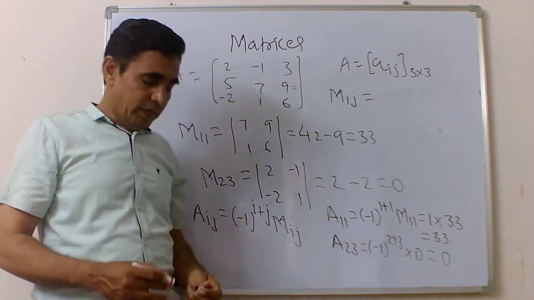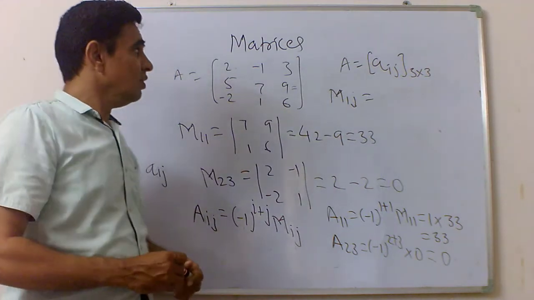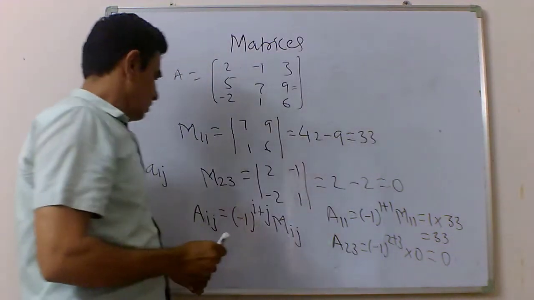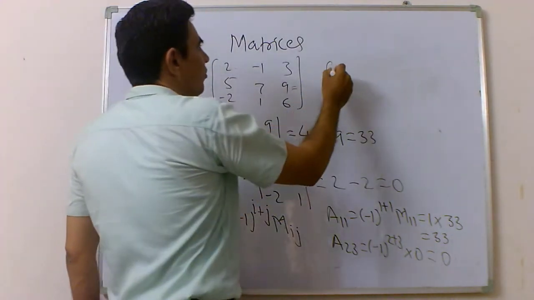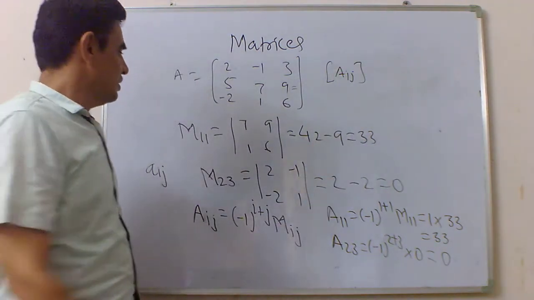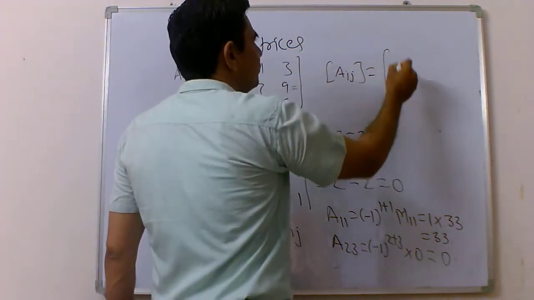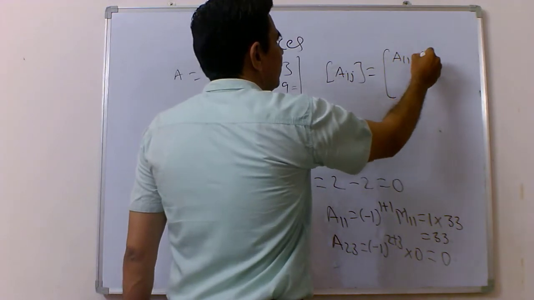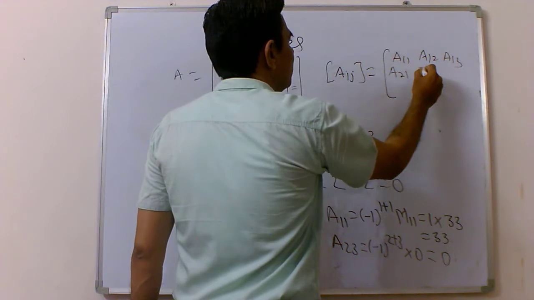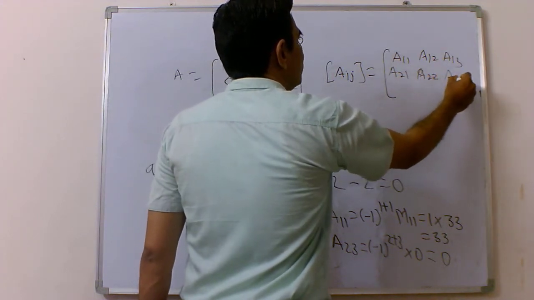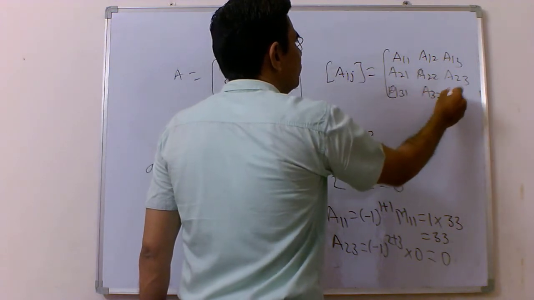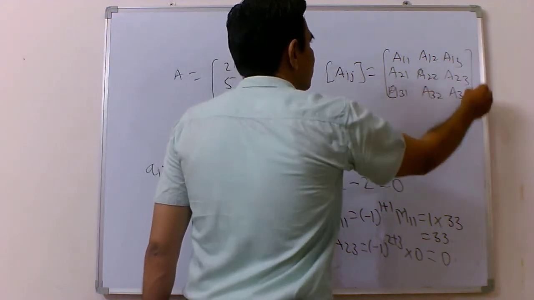Now, after finding the cofactor, we find the adjoint of the matrix. So first of all, we write here the matrix of cofactors, denoted by C or Aij, that is equal to A11, A12, A13, A21, A22, A23, A31, A32, A33.